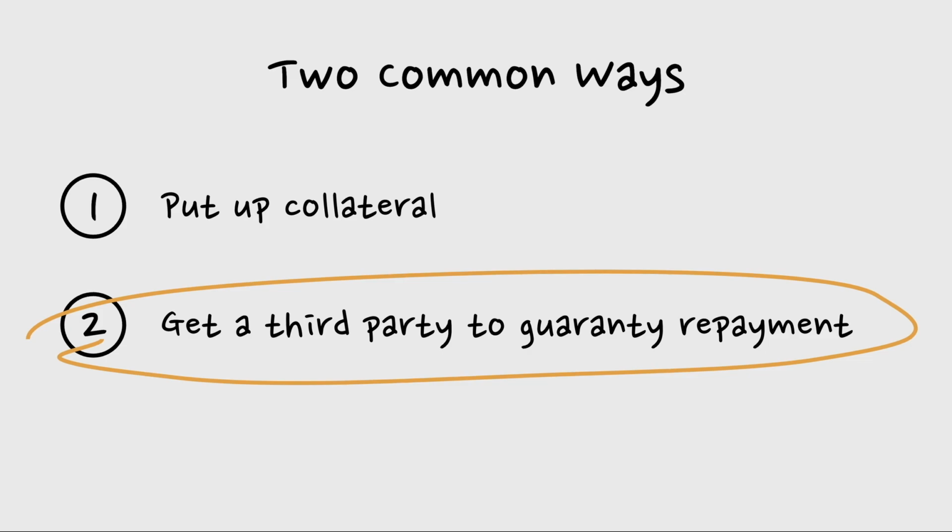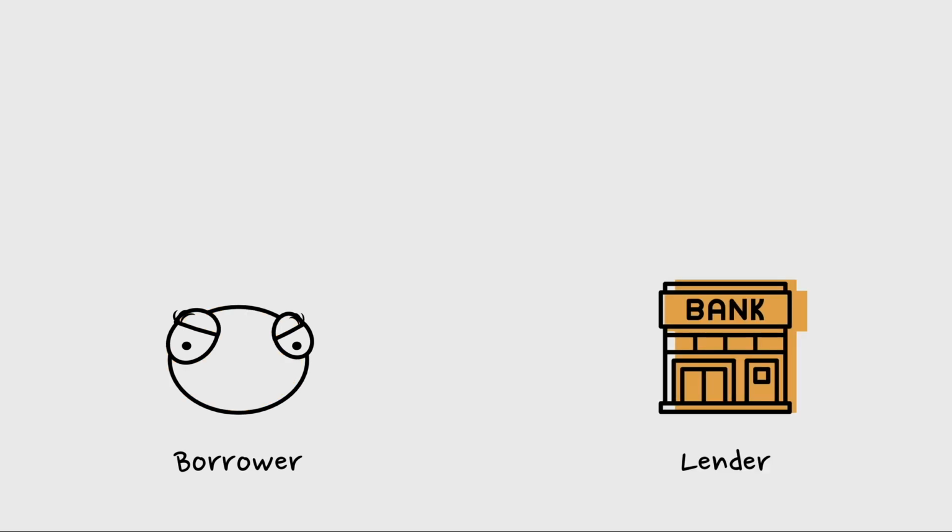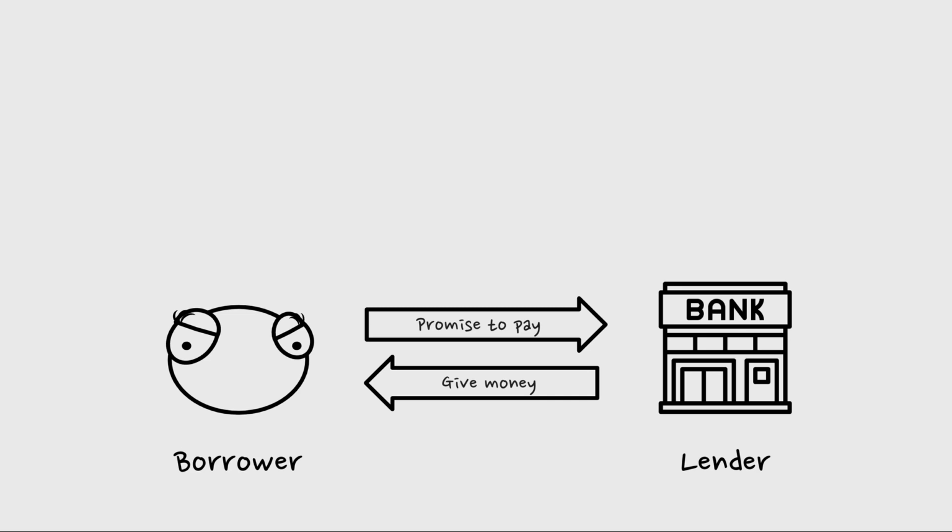So this second option, having a third party guarantee repayment, is what we're going to focus on in this lesson. If we have the borrower here, Barb, and she's approaching the lender, the bank, we have this same transaction that we were just looking at.